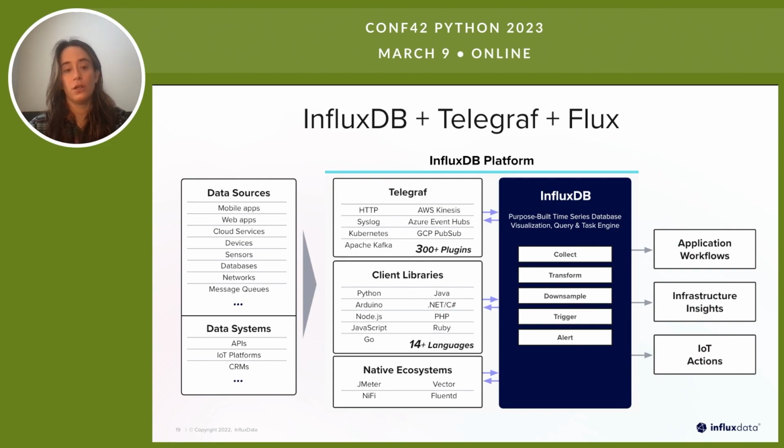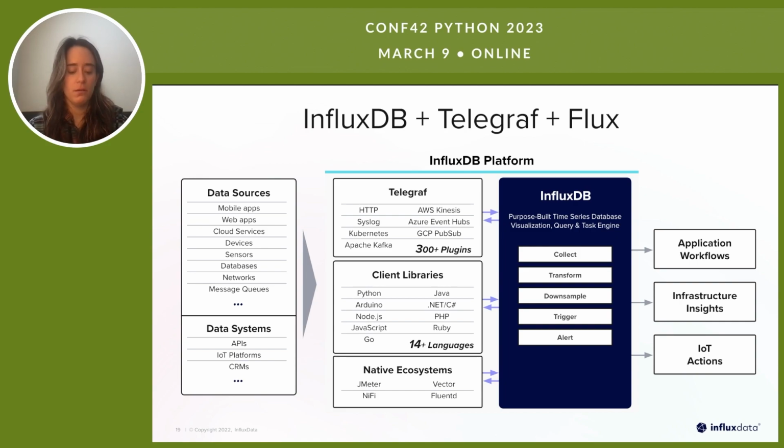So this is the architecture diagram for InfluxData, and more specifically, the OSS version. With the OSS version, InfluxDB itself is a storage engine, but so much more. It also has a visualization layer and a query and task engine. Then we have Telegraf, which we've talked about, with over 300 plugins, and listed there are some of the input plugins that you can use, for example.